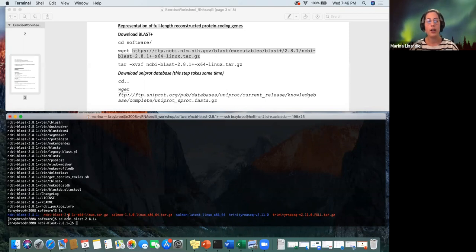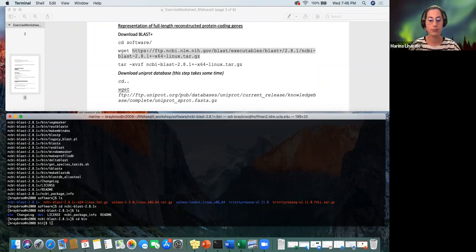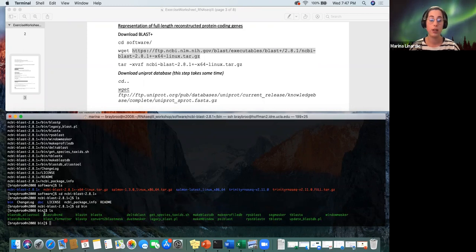Okay, so now we are in our NCBI BLAST directory, ls. Well, we still don't have any greens. We need some greens to be able to run, where executable files are. And it's actually right here in this bin. So we need to go one level down. We go cd bin, and they're right here. So you have blastn, blastp, blastx, tblastn, all the things that you are already familiar with by using BLAST online.